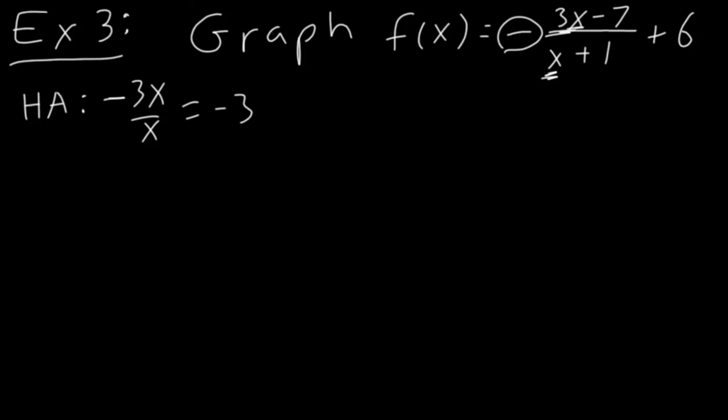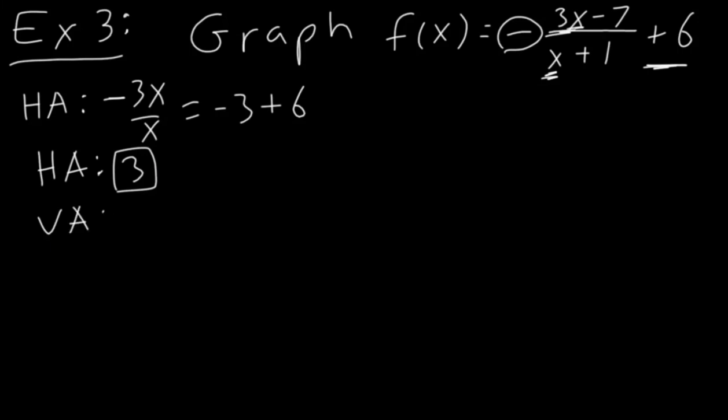However, if you'll notice, we also have a constant being added on the outside of this function. So remember, any constant that is being added or subtracted will shift your graph up or down. Well, if our horizontal asymptote is at negative 3, we then have to add 6, whatever that constant is, to it, in order for us to get our horizontal asymptote is actually at positive 3.